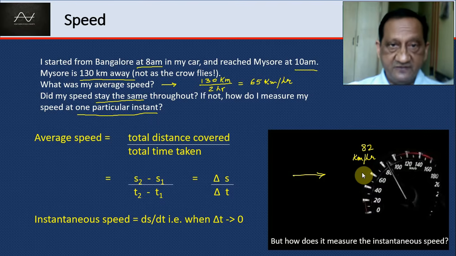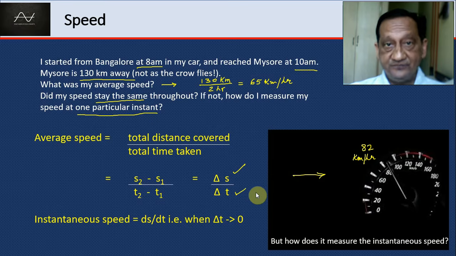Well, let's first define what is average speed. Total distance by total time taken. So S2 minus S1 divided by T2 minus T1, which is delta S, which is the distance covered, and delta T is the time interval. Average speed is over a time interval. In the time interval 8 a.m. to 10 a.m., my average speed was 65 kilometers per hour.